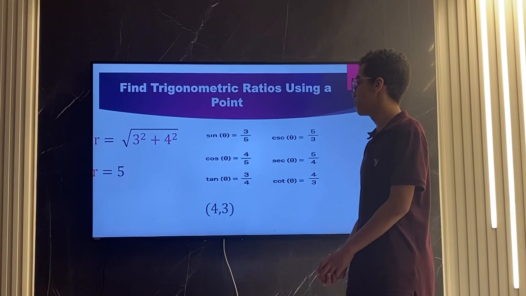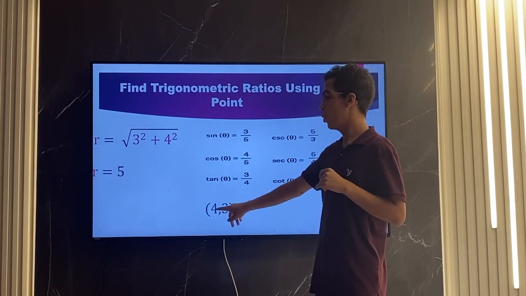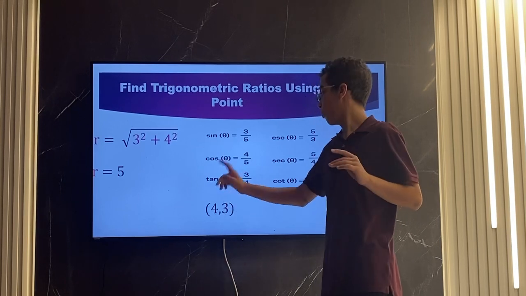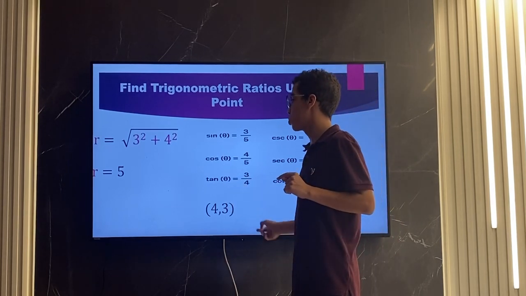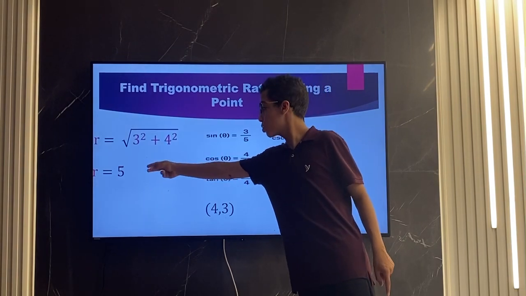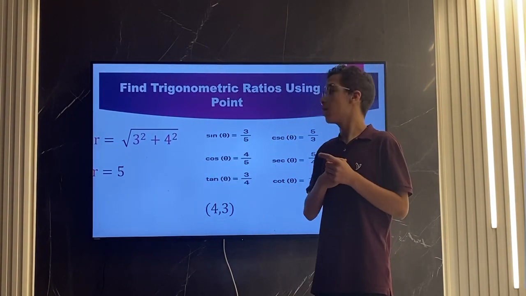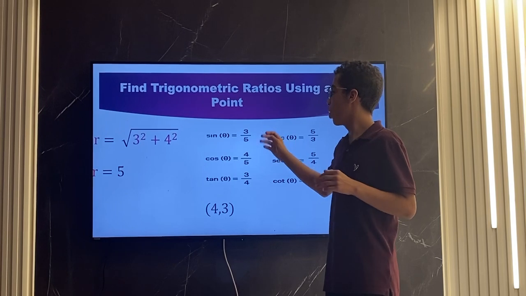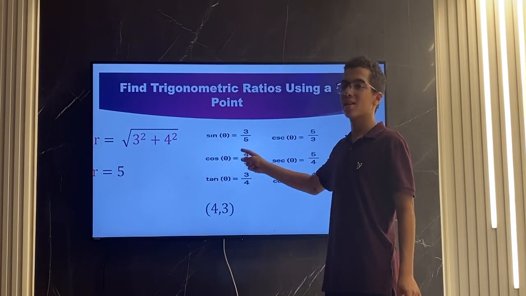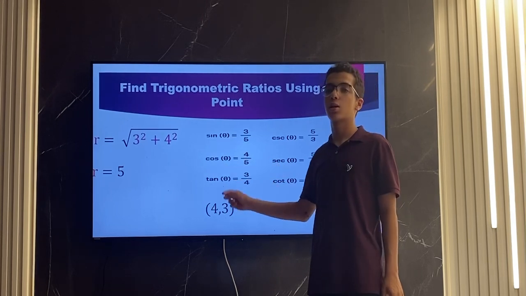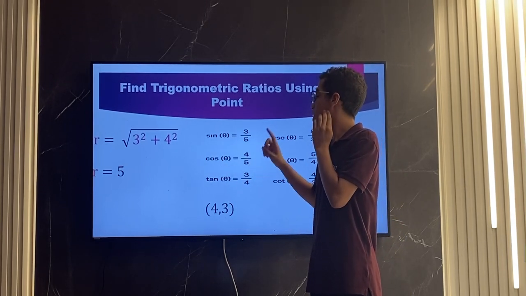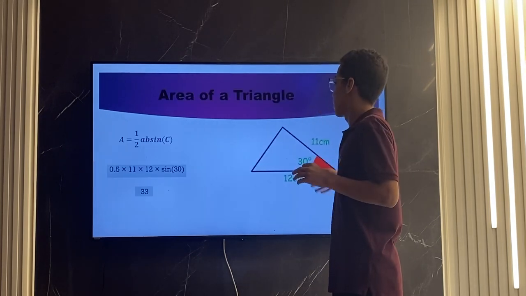Let's continue. So here we're given this point, which is x and y. The 4 here is x and the 3 here is y. We'll find r first, so we'll use this formula, which will equal 5, and then we know that sine equals y over r, 3 over r, which is 5. Cosine equals x over r, 4 over 5. Tan equals 3 over 4, which is y over x. And these are their reciprocals.